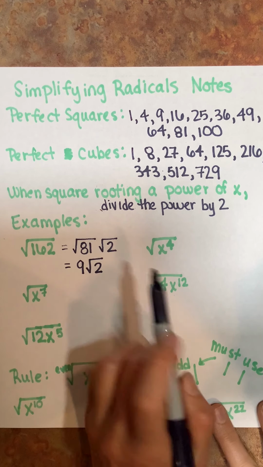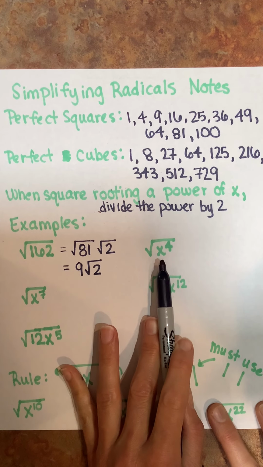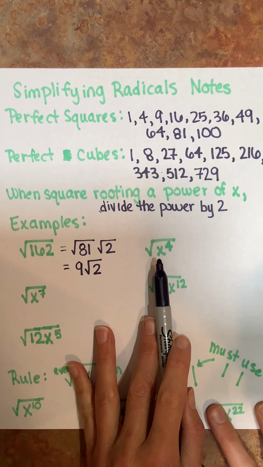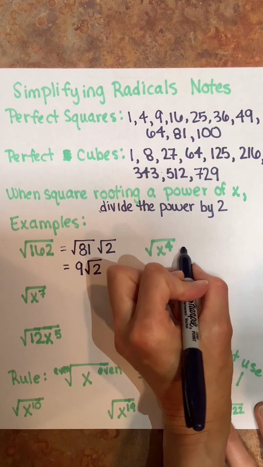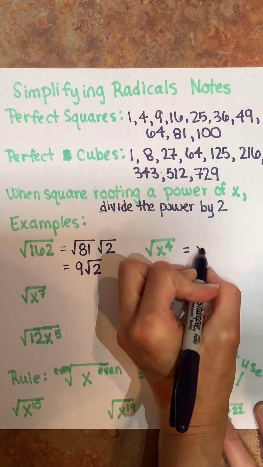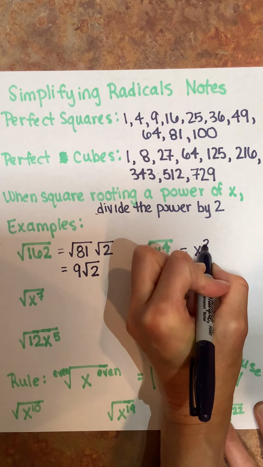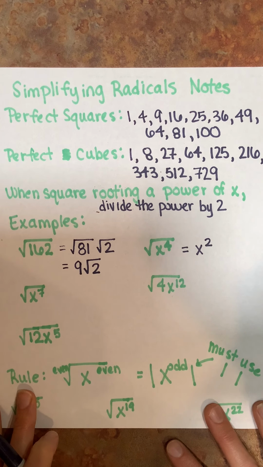Okay, the next one. We had a hint that we wrote down above this. It says when square rooting a power of x, divide the power by 2. So when you square root that power of x, divide the power by 2, we get x squared.